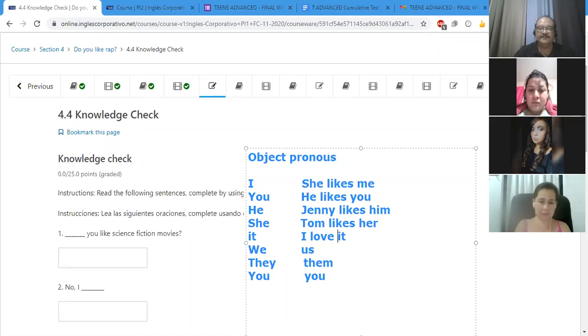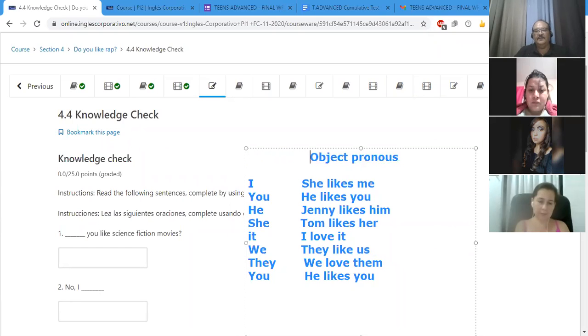I love it. They like us. And then we can say we love them. And he likes you. Okay, if you see all the object pronouns, the object pronouns go at the end of the sentence or after the verb.